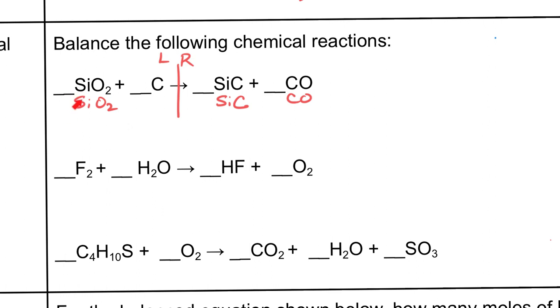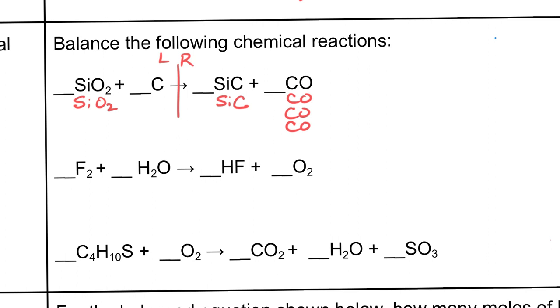So we'll do the check again. 2 silicons on the left, 2 silicons on the right. Now we've got 2 and 4 oxygens total on the left. We've only got 2 on the right. So we're going to add another copy of carbon monoxide, another copy. That'll give us a total of 1, 2, 3, 4. Let's go ahead and change color here. So we've got 4 oxygens on the right, 4 oxygens on the left, 2 silicons, 2 silicons.